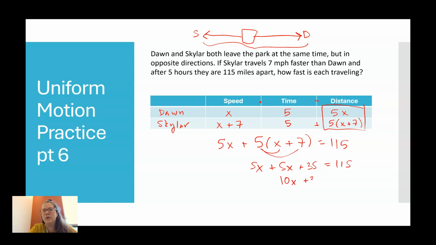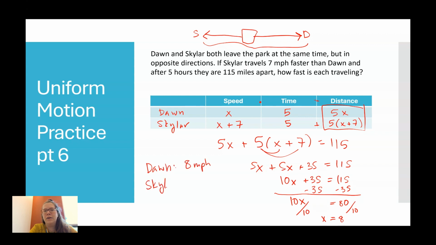Combine like terms. Get that 10x all by itself, and then get x all by itself. And it looks like, who was x? Dawn was traveling 8 miles per hour. And Skylar was traveling 8 plus 7, 15 miles per hour.